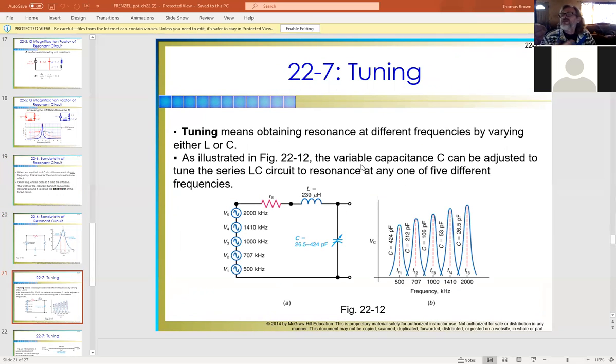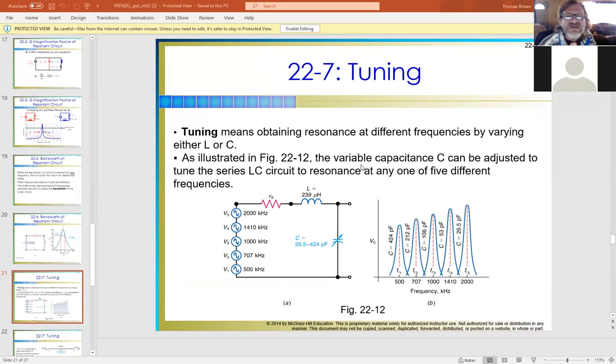So then we get into something we call tuning. What we try to do is get the resonance of different frequencies, okay? So we will either change the value of the inductor or we'll change the value of the capacitor. Very typically, I'll be honest with you, with the components and whatnot, it is much, much easier and more stable to change the value of the capacitor than the inductor, just for the type of feedback that you get and such.